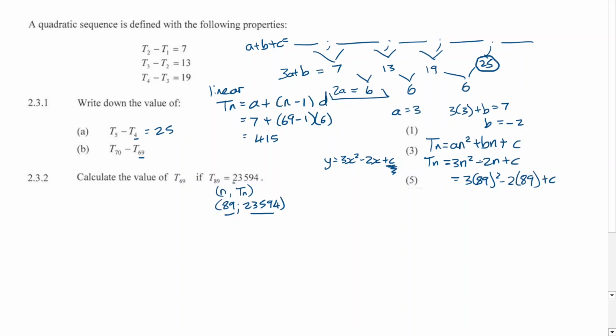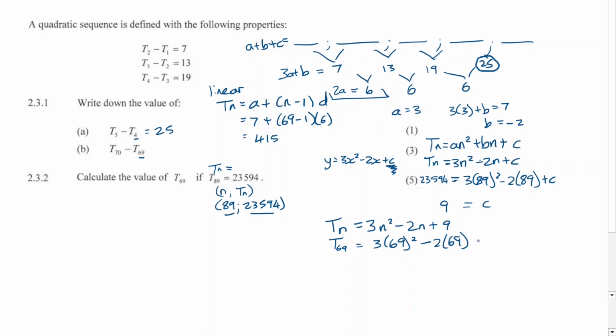And this number, the 23,000, this should be Tn equals this. So I can sub that in, 23,594 for Tn. And once I've done that, this just becomes a numbers game where I can work out everything, take it across, and I end up with 9. And so now that I know the formula, because it's going to be Tn equals 3n squared minus 2n plus 9, then if I want term 69, I just sub 69 in for n.